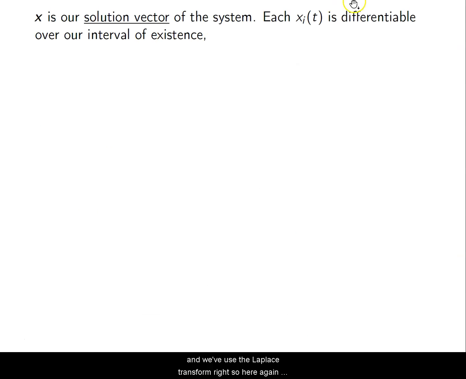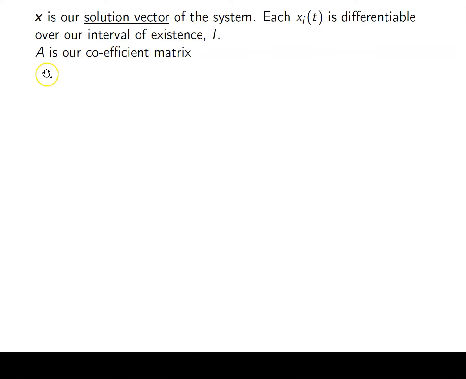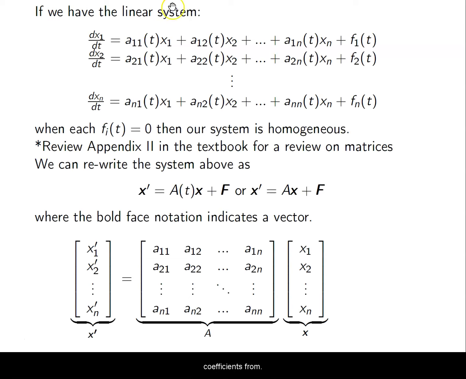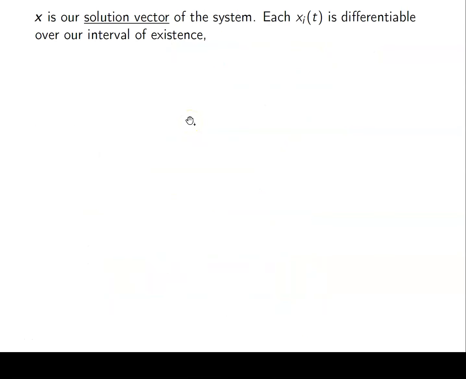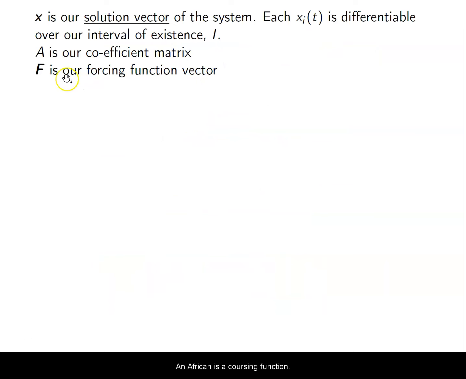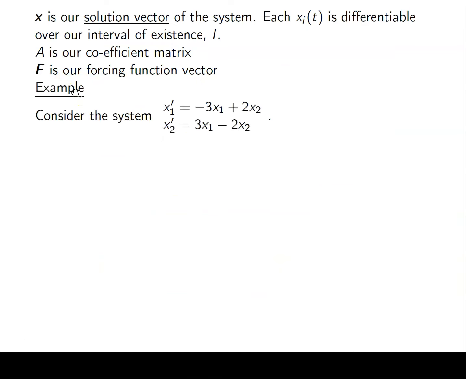So here again, each of these x sub i of t functions is differentiable over our interval of existence. They have a shared interval of existence in differentiability, right, which we call I. A is called the coefficient matrix because it only has the coefficients from our differential equations. And f again is our forcing function vector, okay?